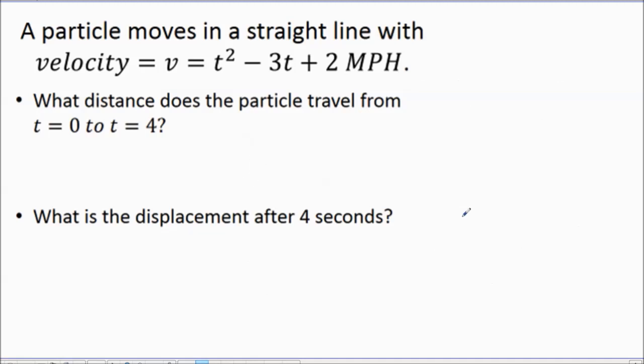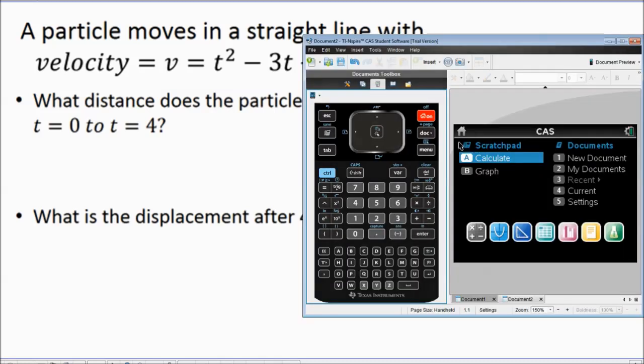And let's get actually into this question. All right. What distance does the particle travel? What is the displacement? All right, in terms of calculus, which one do you think is easier? It's kind of hard to say, actually. One way that might make this a little bit easier to understand is if we could graph it.